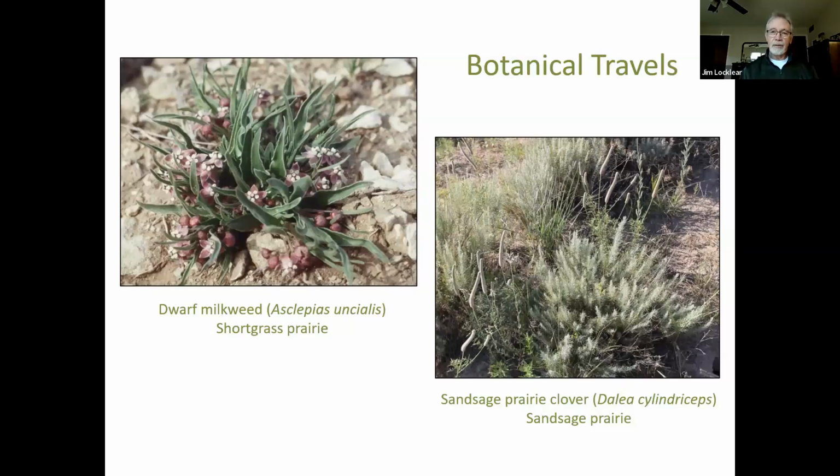Another plant that I've worked with from the region is sand sage prairie clover, Dalea cylindriceps, which is pretty much restricted to sand sage prairie throughout the Great Plains. And again, that got me out west, away from Hesston and Lincoln and Kansas City. So botanical travels opened up my eyes to the western reaches of the country of the Kaw.